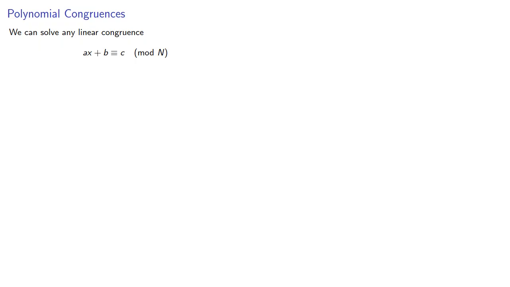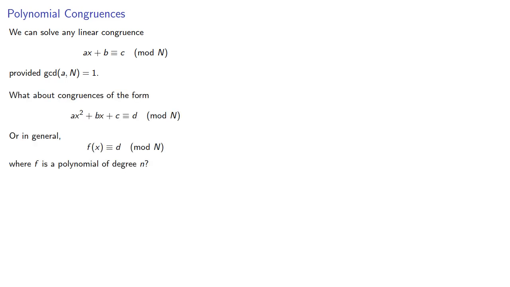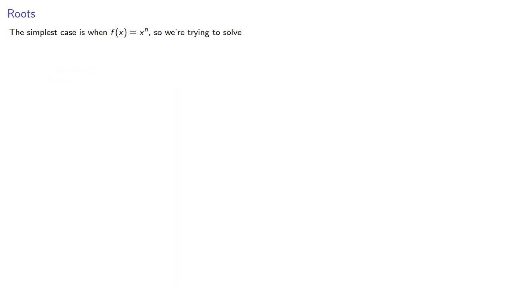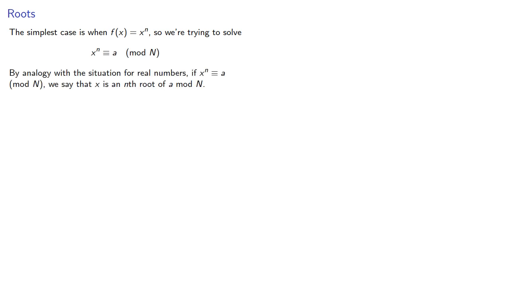We can solve any linear congruence provided the greatest common divisor of the coefficient of x and the modulus is 1. What about congruences like, or in general, f of x congruent to d mod n, where f is a polynomial of degree n? The simplest case is when f of x is some power of x, so we're trying to solve x to the power n congruent to a. By analogy with the situation for real numbers, if x to the n is congruent to a mod n, we say that x is an nth root of a mod n.